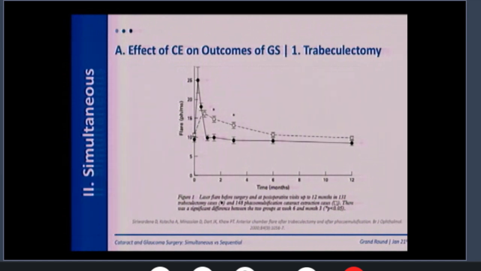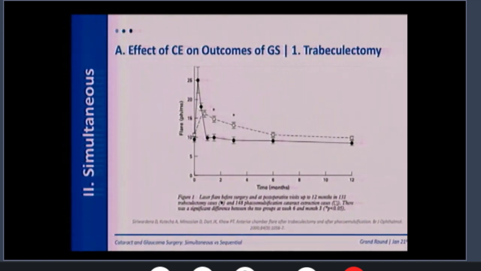The black dot represents trabeculectomy, so there's an increase up until 25 photons per millisecond, and then soon after surgery, about 1 month, it goes back to baseline and it continues. But in phaco, it goes up, but it continues to be high, and then it steadily declines, reaching baseline levels at a period between 6 to 12 months. So the take home is that if you do phaco, the amount of inflammation will persist inside the anterior chamber, and that's why the chances of survival of a trabeculectomy is less.